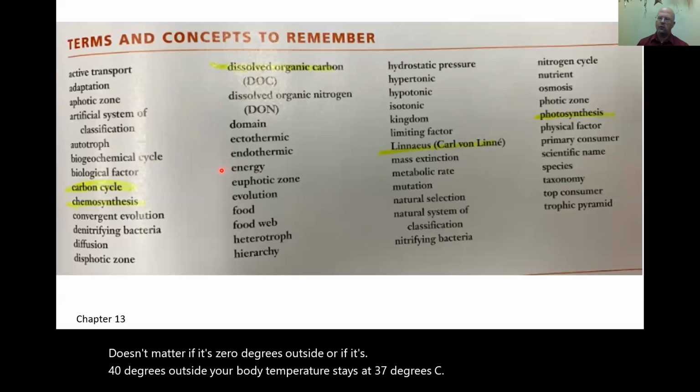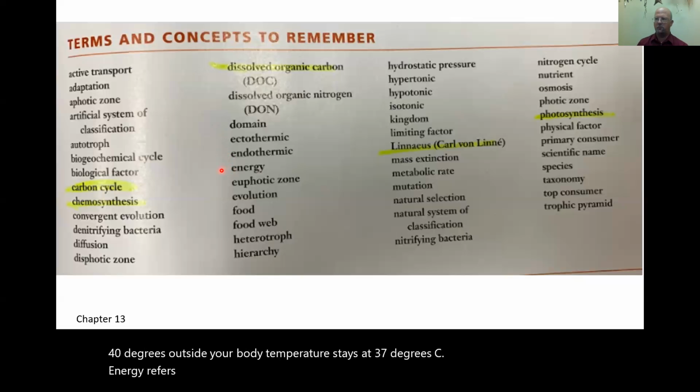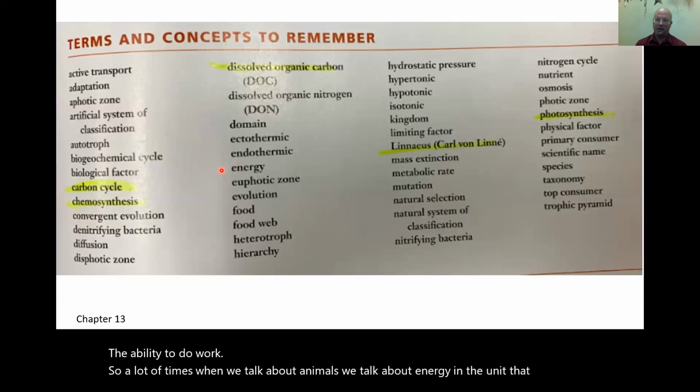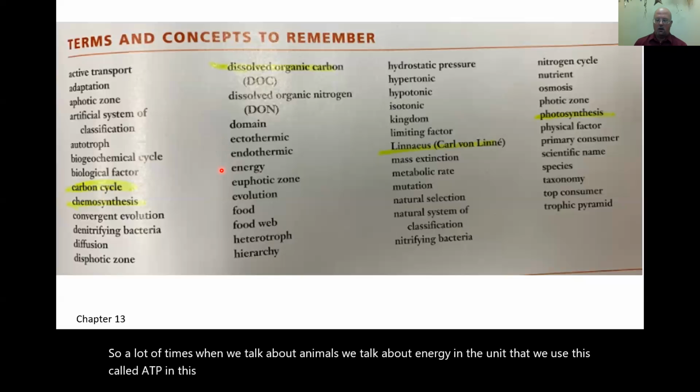Energy. Energy refers to, boy, this is a tough one. What is energy? Energy refers to the ability to do work. So a lot of times when we talk about animals, we talk about energy, and the unit that we use is called ATP. And it's a molecule, ATP. It's made through photosynthesis. It's also used, remember we were talking about active transport? Active transport uses energy, ATP.